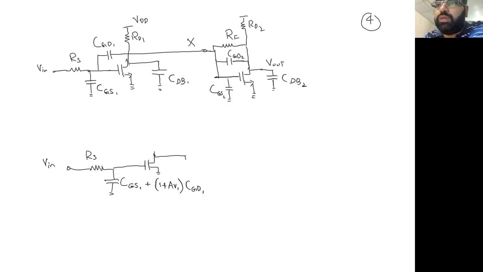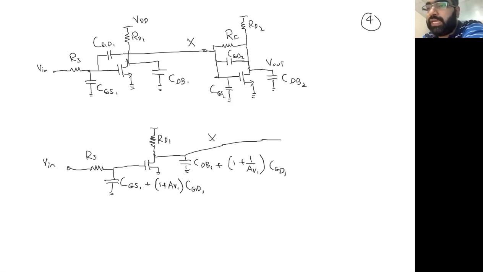So this is going to the gate, and the CDB at this node will be equivalent to CDB1 plus 1 plus 1 over AV1 times CGD1. So this is now AC ground. Let's call it AC ground. And this node that was going from here, which is the X node, is ultimately going here. I will just add the other capacitance. I didn't add it intentionally, because there will be some more capacitance added at this junction.